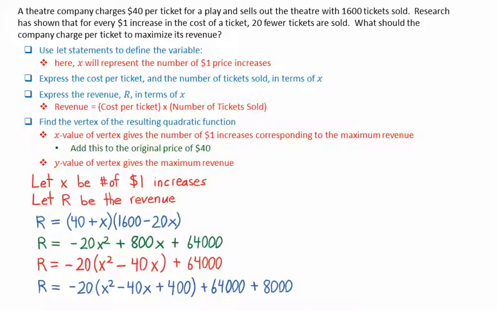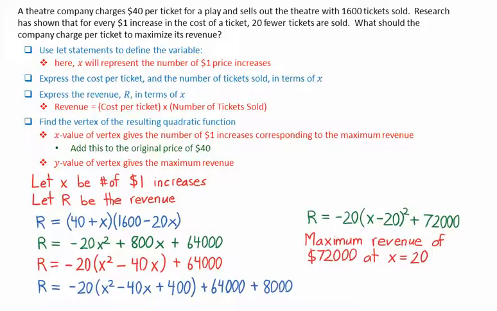We then have our equation for this parabola now in vertex form. R equals negative 20 times x minus 20 squared. The minus 20 comes from the minus 40 divided by 2. And then plus 72,000, that's the 64,000 plus 8,000.